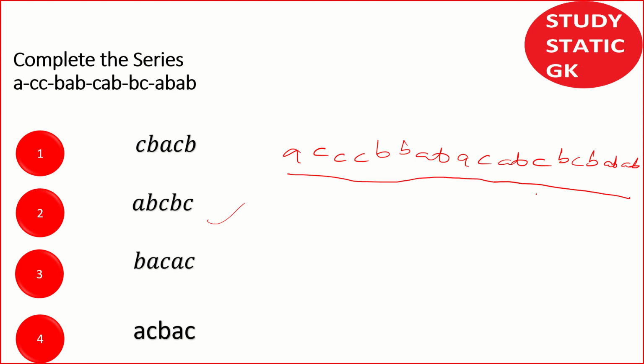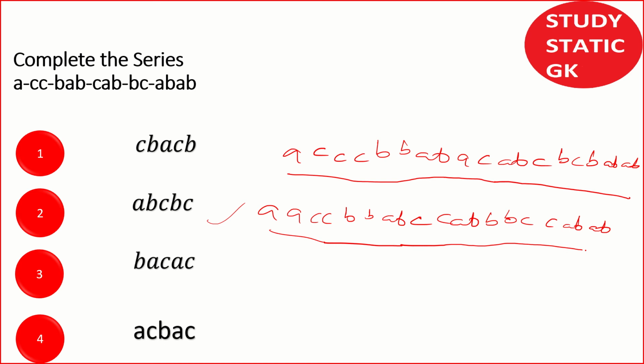Alright, second one. We'll write two. First one is ACC. Second one is BBAB. Third one is CCAB. Fourth one is BBC. Fifth one is CABAB. But in the exam, you have to be very fast to arrive at this, because otherwise you will lose very much time. ACCBBABCCABBBCC. So not getting anything.